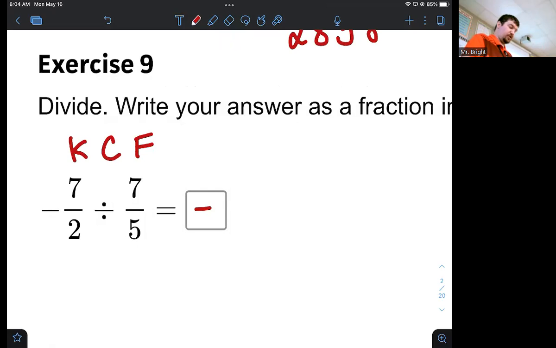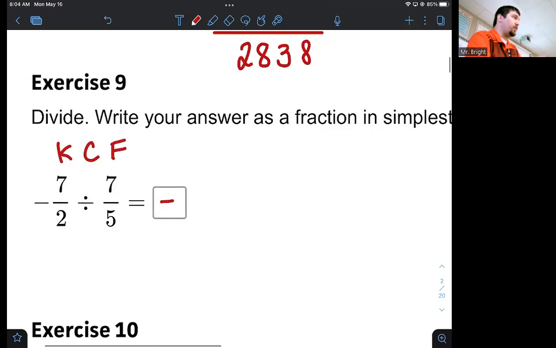So if we ever do have a division problem like this, we're going to flip that second fraction. And what is it called when you flip a fraction upside down? It's called the reciprocal. That's exactly right. Navion, what is this problem going to say? Ignore the negative. What is this problem going to say after you use keep change flip? It's going to say 7/2 times 5/7. That's right, 5/7.